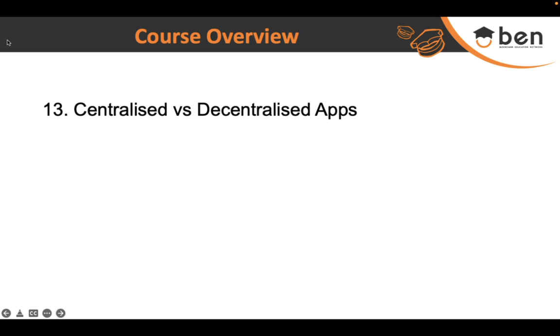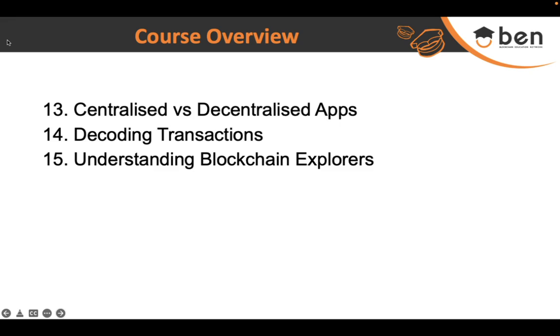Then we are going to move to understanding the differences between a centralized and a decentralized application. Then we are going to understand transactions, how to decode transactions, and read transaction data. And then we are going to understand blockchain explorers. What are the different blockchain explorers available to us, and how can we make use of those explorers to verify contracts and read the transaction data.